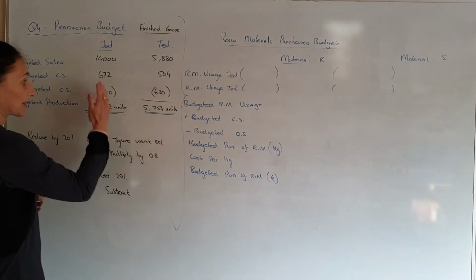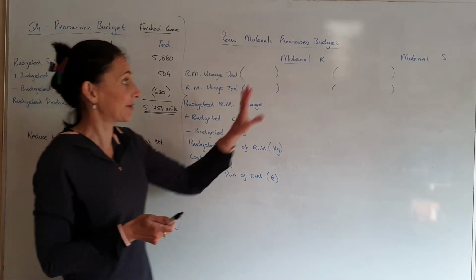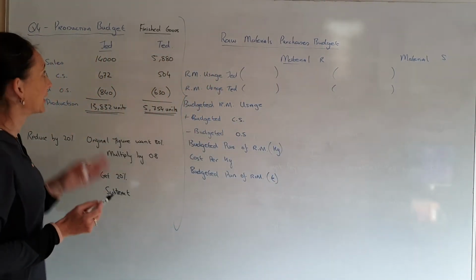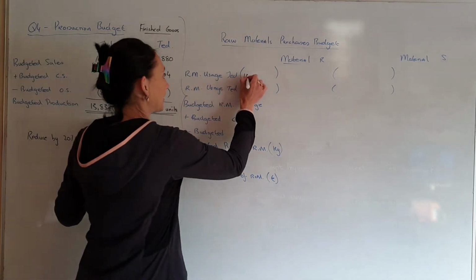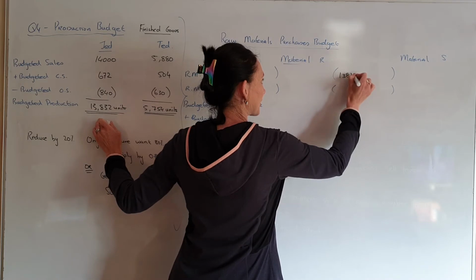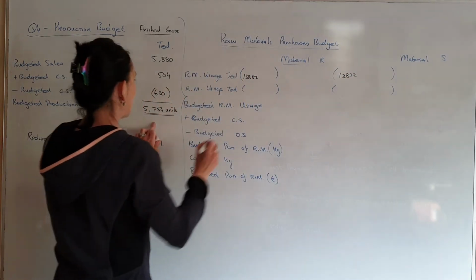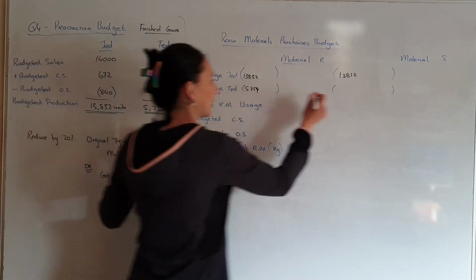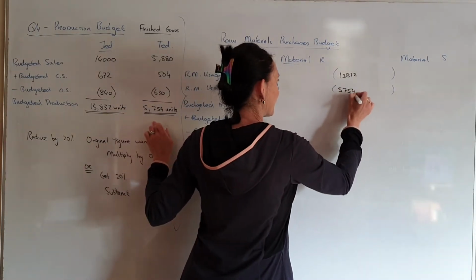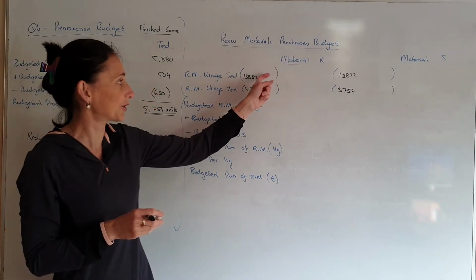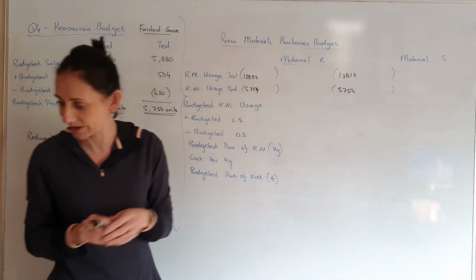Now each of these products, Jed and Ted, I need material R for them, and I need material S for them. So if I'm making Jed, I'm making 13,832. For Ted, it's 5,754. Sorry, my writing's getting bad. Now then you need to know for material R, how much do I need for Jed and how much do I need for Ted.